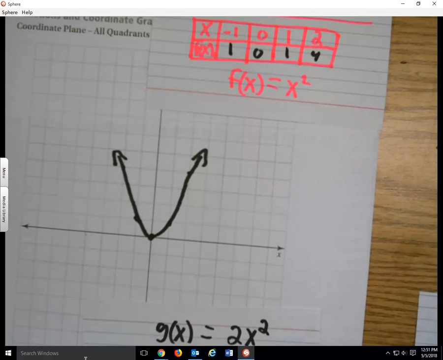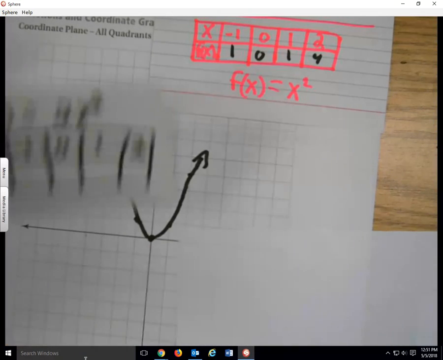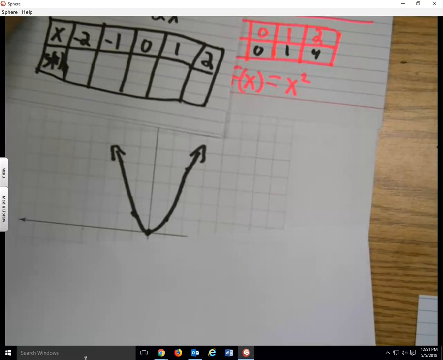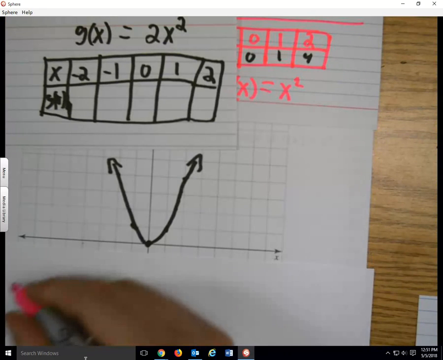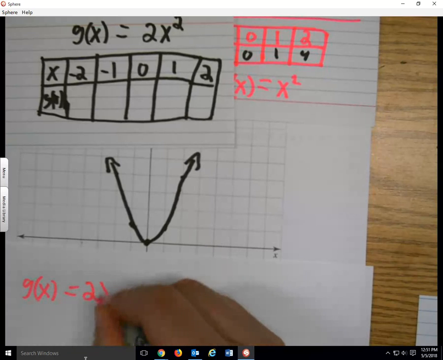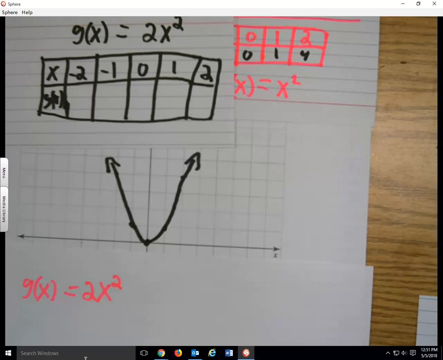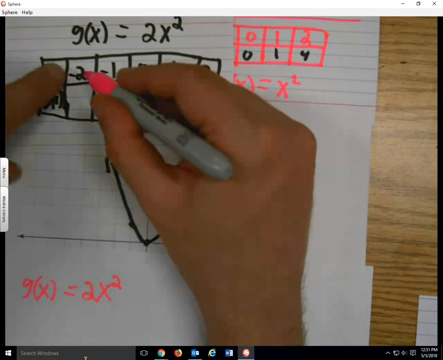Let's do that really quick. I have some paper right here. It's hard for you guys to see all of it, so let me scoot this over. We're going to graph this new one, and it's g(x) = 2x squared. It's a quadratic because there's this 2 there. So we're going to substitute numbers in, and the first number I'm going to substitute in is -2.